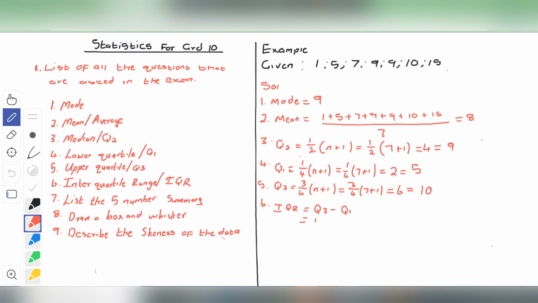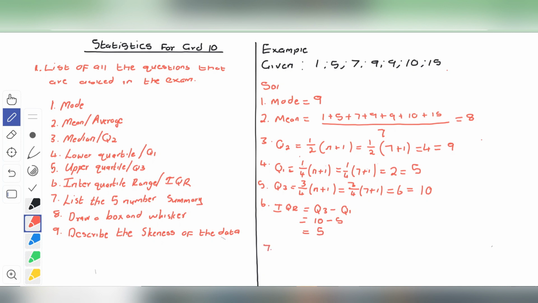Our Q3 is going to give us what? We know that it's 10 minus what is Q1? We can see that it's 5. So therefore 10 minus 5 is going to give us what? 5, right? Therefore we are done with the interquartile range.